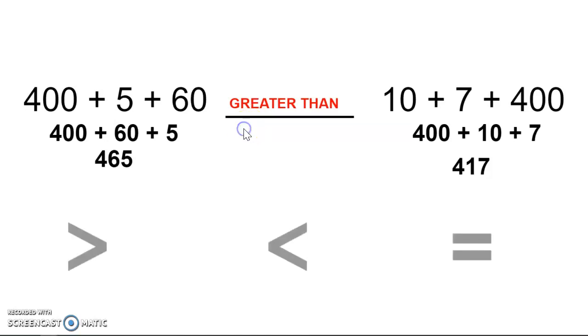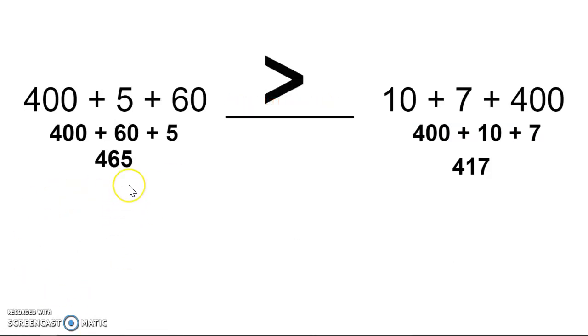and then I'm going to use a comparison symbol, and I know I need to use the greater than symbol. And I'll put that in there and read across. 400 plus 5 plus 60 is greater than 10 plus 7 plus 400.